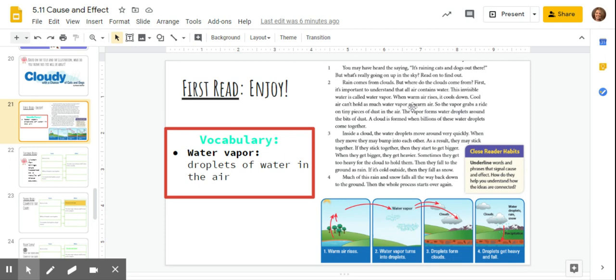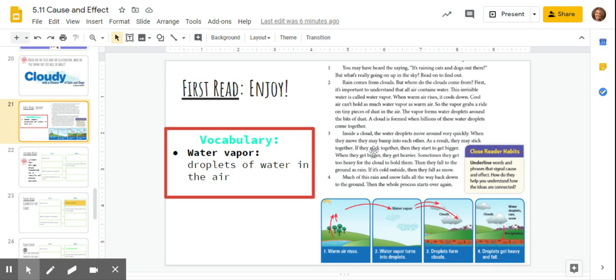So the vapor grabs a ride on any tiny particles in the dust in the air. The vapor forms water droplets around the bits of dust. A cloud is formed when billions of these little water droplets come together. Inside a cloud, the water droplets move around very quickly.